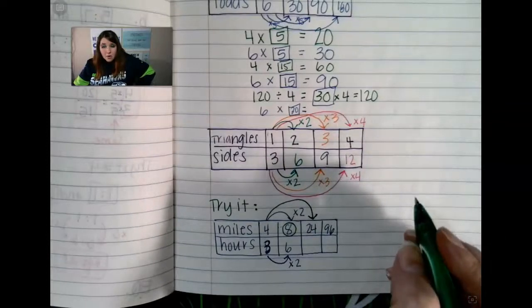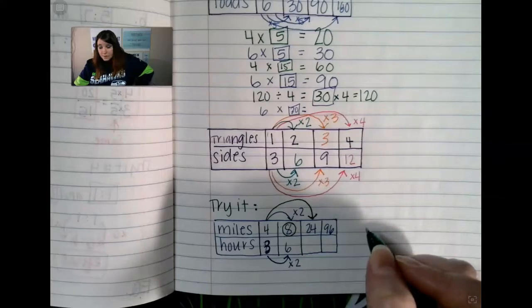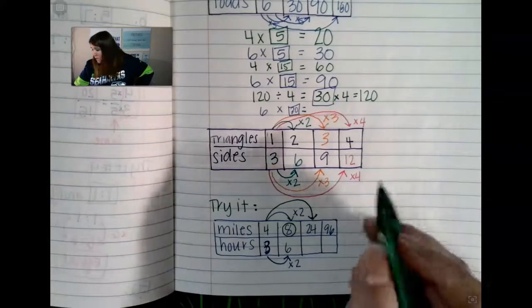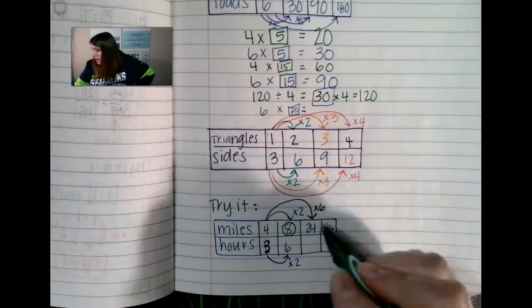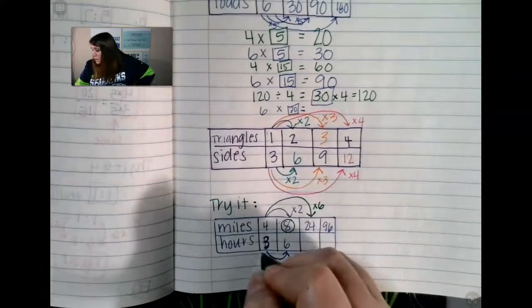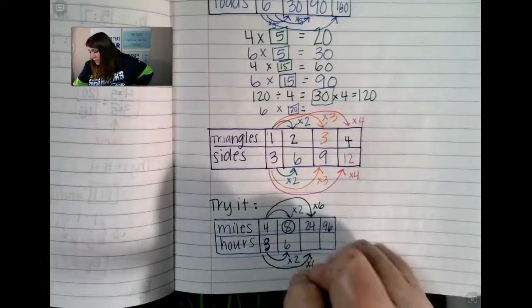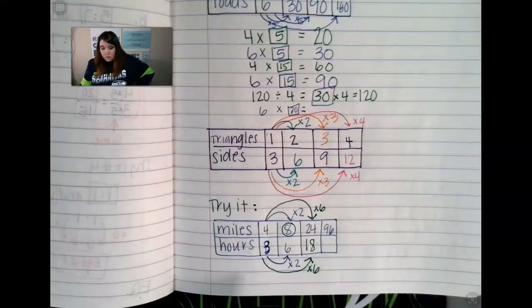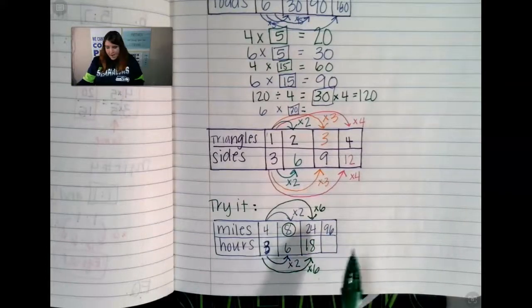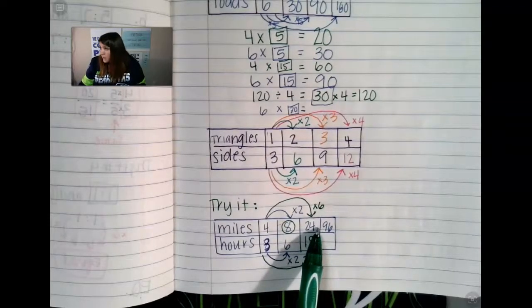Well, I know that 24 divided by 6 is 4, so my multiplier is 6. So if I multiply by 6, I get 24. So on the bottom, I also am going to multiply by 6, and that gives me an answer of 18. So the very last one I have is right here.